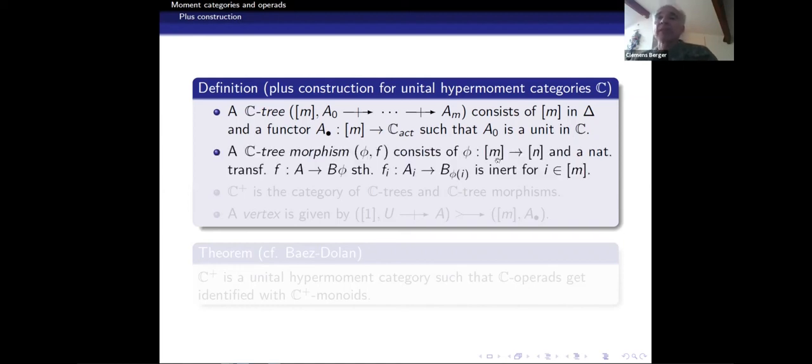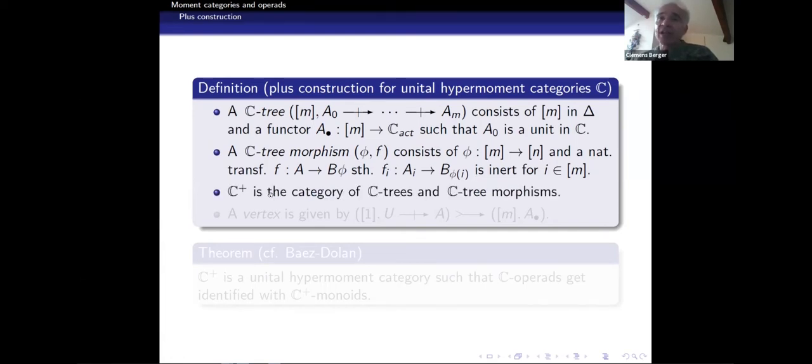So a morphism is given by a map in delta, and the natural transformation from A to B, phi, to the composite. So this allows you to compose these arrows actually. And the only thing you assume is that it is pointwise inert. So the induced maps here are all inert.